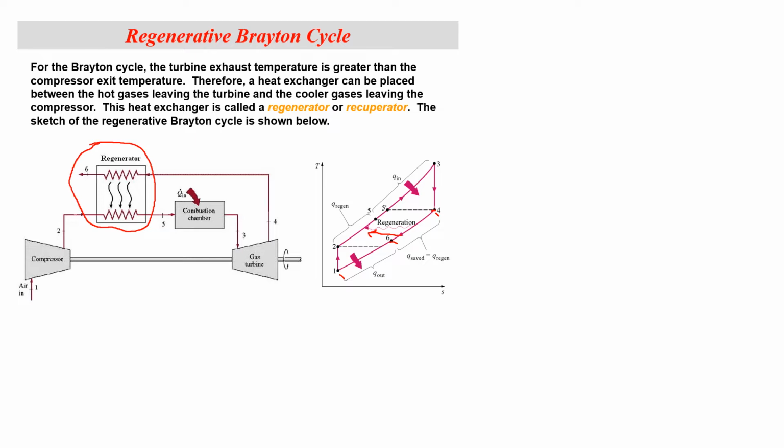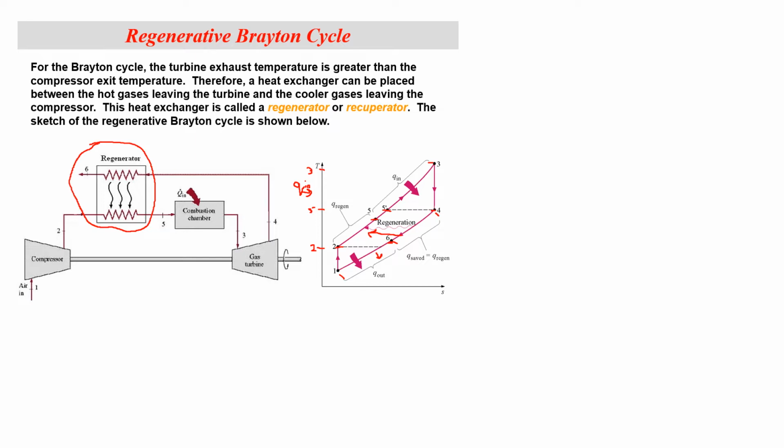What that does is, A, it reduces our waste to the environment, and B, it reduces our requirement for the fuel to be burnt in order to get to temperature 3. So right now you can see that instead of supplying heat from point 2 to point 3, we only have to supply heat from point 5. So the actual heat transfer here is just from point 5 to point 3, and similarly the actual heat rejection process is only from point 6 to point 1.